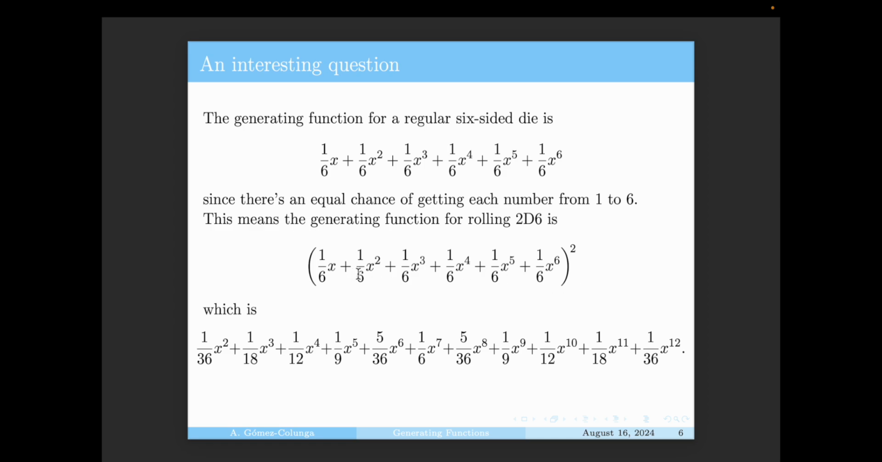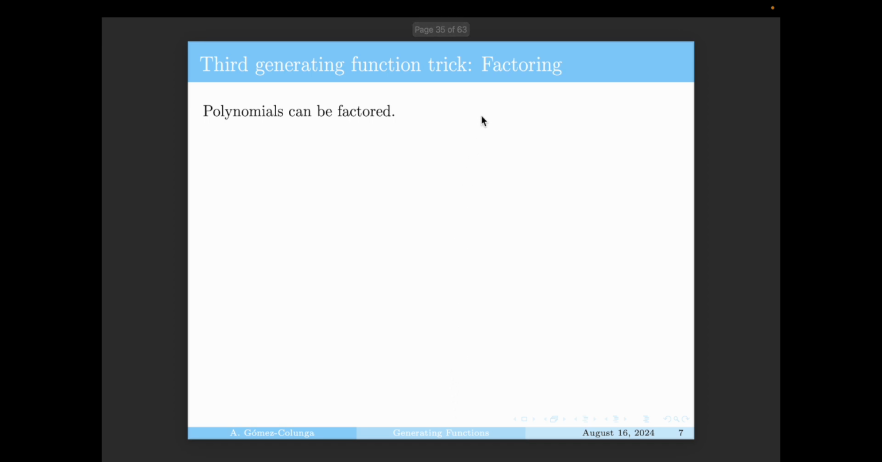And of course, we can, if we wish, actually expand this out. So here is the 12th degree polynomial that corresponds to the generating function for rolling 2d6. So, for example, you have a 1 in 12 chance of getting a 4, and a 5 in 36 chance of getting an 8. The question I want to ask is, are there any other ways to get this distribution rolling 6-sided dice? In order to find the answer to this question, we're going to need our third generating function trick, factoring.